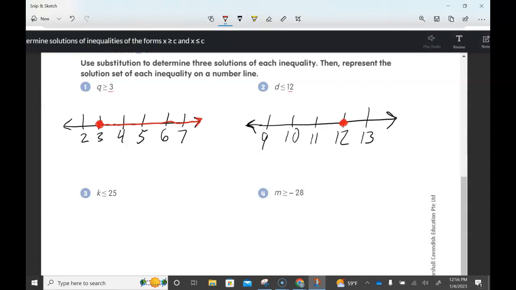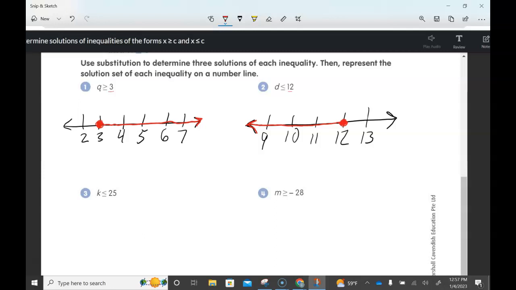Sorry, my inequality has a line underneath it. The less than symbol has a line underneath it. And I circle that, color that circle in there. And then I'm going to show what it represents on a number line. So you can see that this represents D, whatever the variable is, either equal to or less than 12.